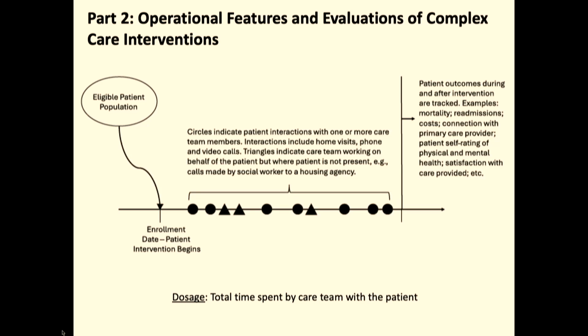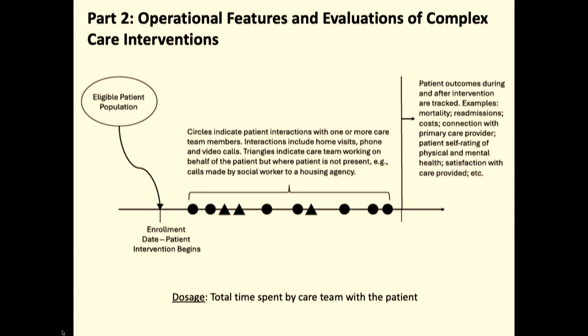So this part looks at more the operational features of complex care interventions. We just studied the population segmentation side of things. But now we are here. How do complex care interventions actually work in practice? What we did for this tutorial is we reviewed the literature of all organizations that have done complex care interventions and have tested them. And we tried to abstract the key elements of how these interventions work.